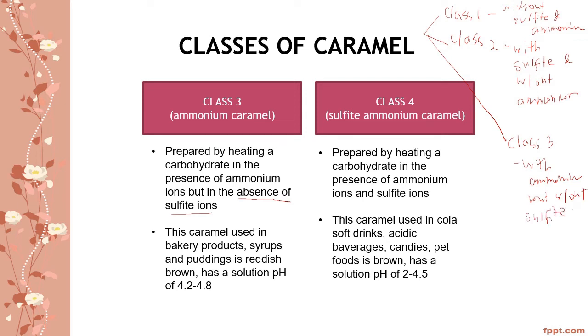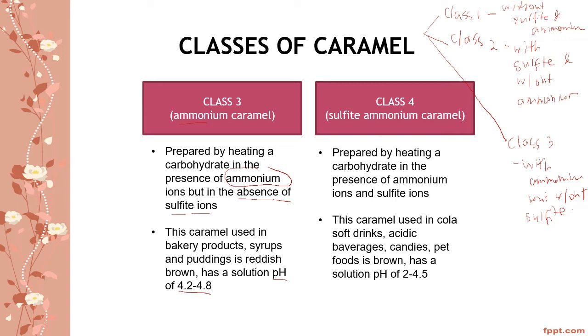Okay, this caramel is used in bakery products such as syrups and pudding, and it has a solution pH of 4.2 to 4.8. Okay, because ammonium is slightly alkaline compared to the sulfide. So when you have ammonium caramel, of course, its pH is slightly higher than that of sulfide caramel. Okay, now we have another class of caramel, which is class 4 caramel.